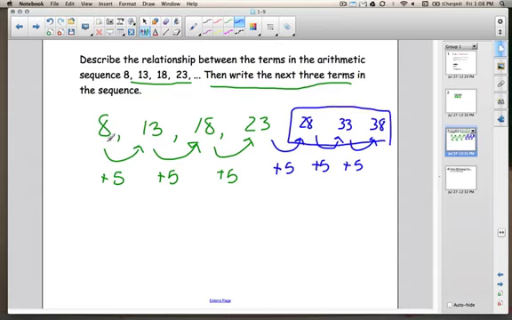Here's the first 4, and here's the next 3. And I figured out the next 3 by just adding the relationship between the terms. The first part, I found out the relationship. I take that answer, and I use that answer in order to be able to find out the next three terms just by simply adding 5 each time.